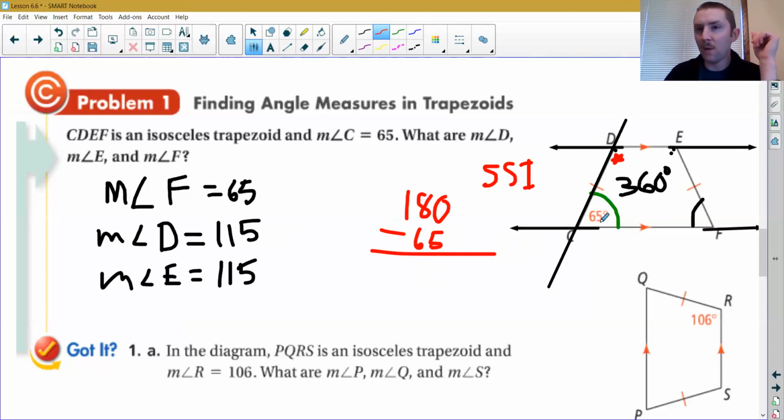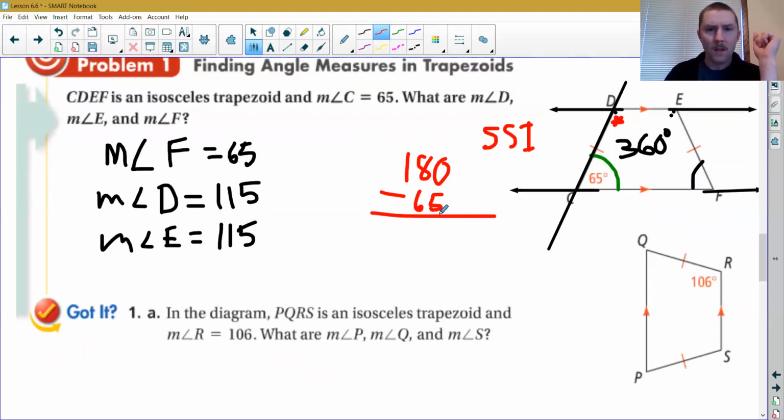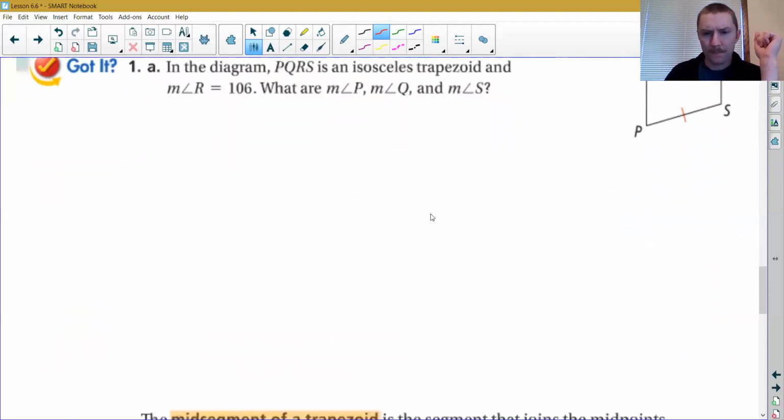Okay, so maybe you think that's an easier way to do it, is just know that this way they're going to be equal along the bases, and then along the legs they're going to be supplementary or add up to 180 degrees. Okay, either way we can find these angles just given one angle in a trapezoid. In an isosceles trapezoid we can find the other three. Okay, so we're going to skip over that one.